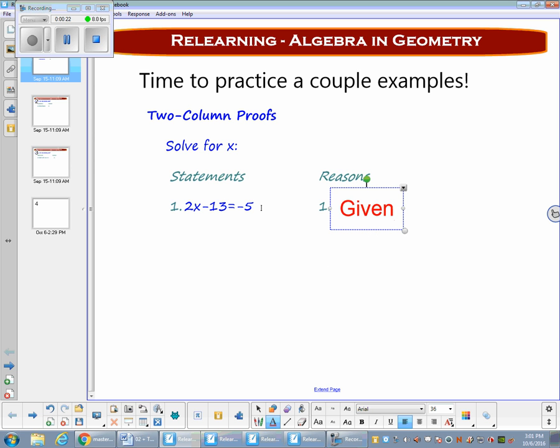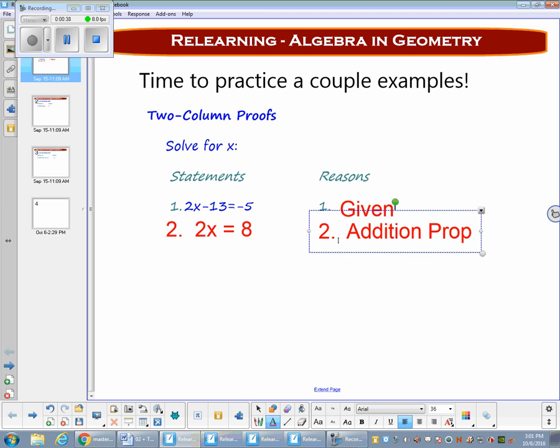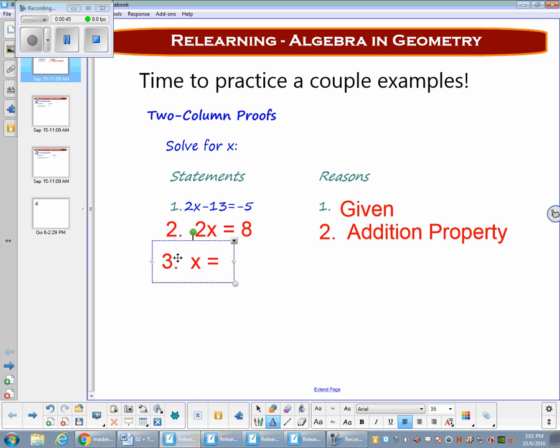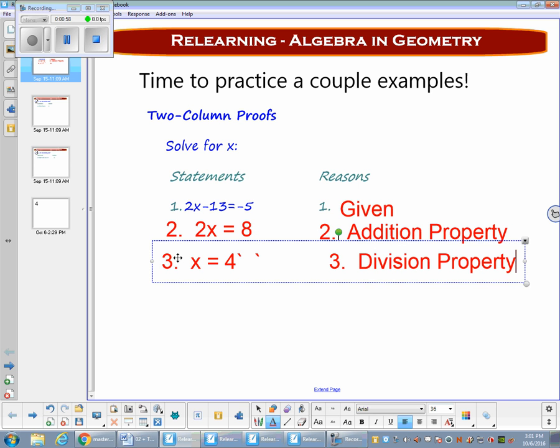And then we come back here. And our second thing is we add 13 to both sides. So I'd say 2x. Negative 5 plus 13 is 8. And the reason we can do that is that's the addition property of equality. Now, our next step is to divide by 2 on both sides, so x equals 4. And we know that because we can divide on both sides, so that's the division property of equality.